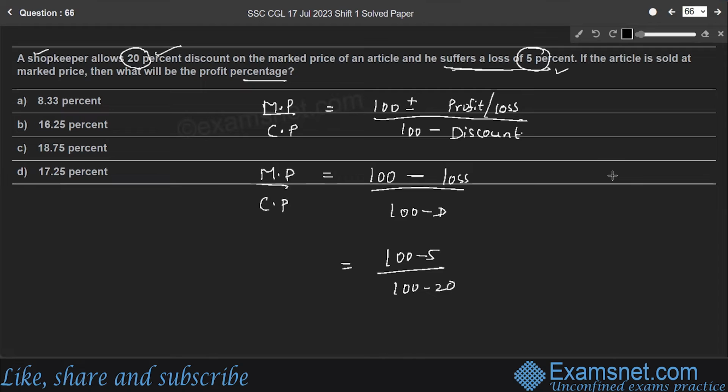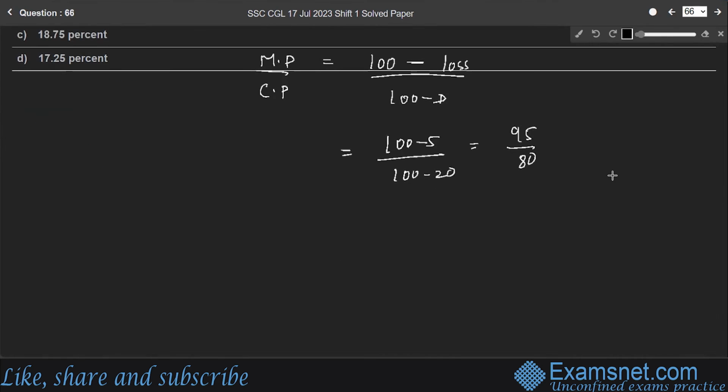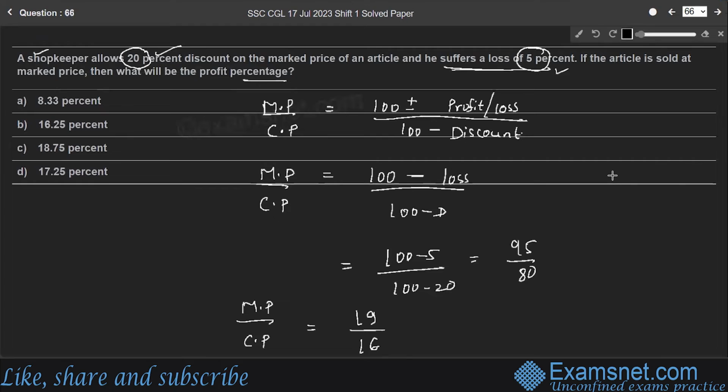When a discount of 20% is given, he suffers a loss. Therefore, it is 95 by 80. After simplification, the market price to cost price ratio becomes 19 by 16, right? So the ratio is 19 to 16. In the second part of the question, if the article is sold at market price, what will be the profit percentage? If the article is sold at market price, there will not be any discount, right?